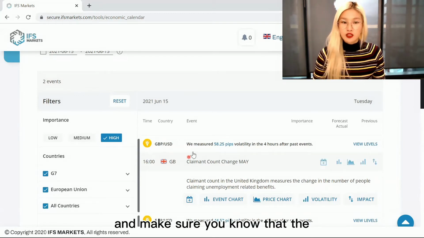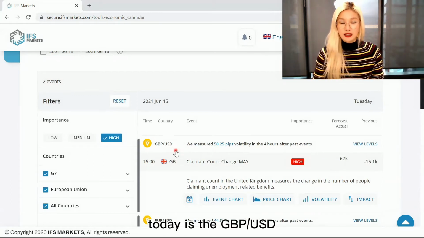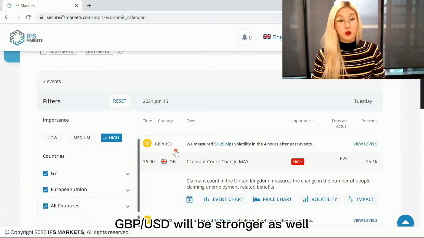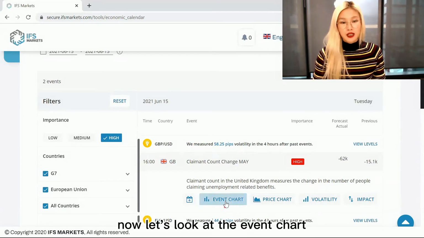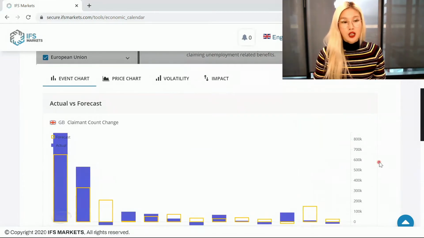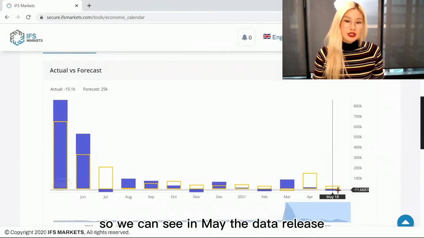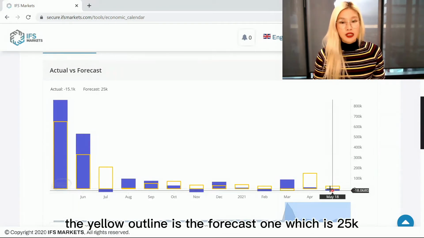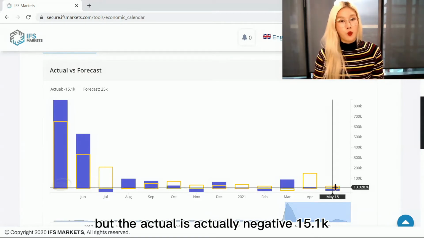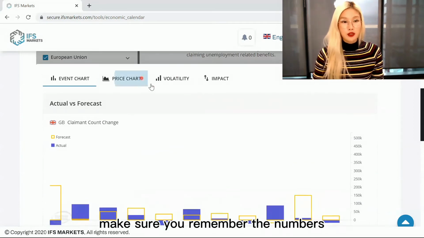And make sure you know that the pair we're talking about today is the pound USD, which means if pound is getting stronger, pound USD will be stronger as well. Now, let's look at the event chart so we know what happened the last time. We can see in May, the data release, the yellow outline is the forecast one, which is 25K, but the actual is negative 15.1K. Make sure you remember the numbers.